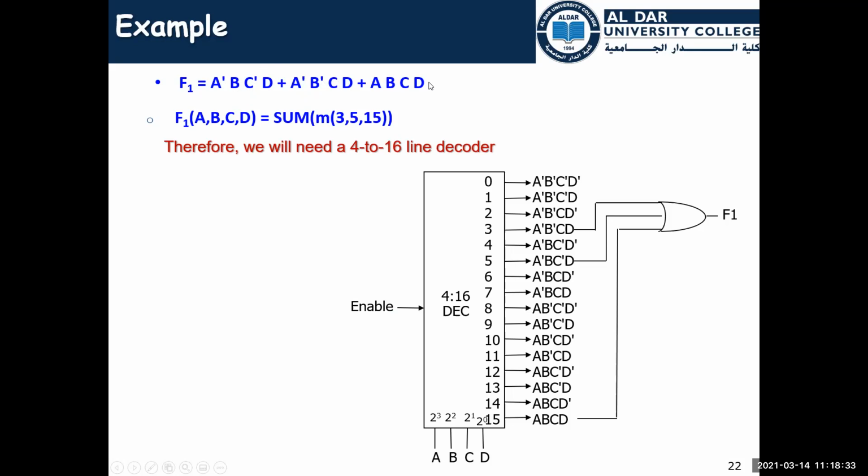Now we need a 4 by 16 decoder because we have 4 variables. So we have a 4 by 16 decoder and select the minterm 3, which is this one, 5, which is this one, and 15, which is the last one. Collect them together with an OR gate to obtain F1. This is the function. Now you have to understand that we can use decoders to represent any logic we want.